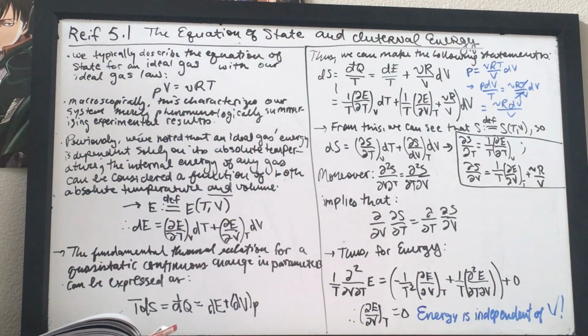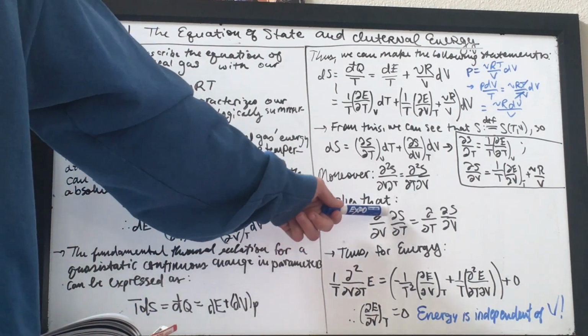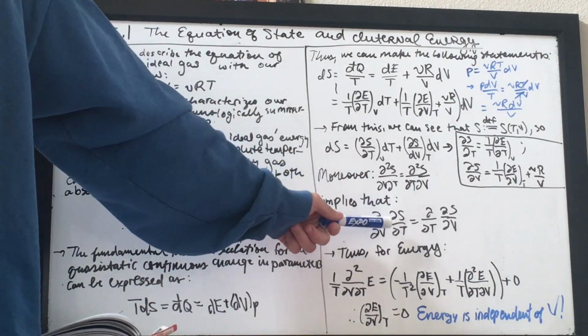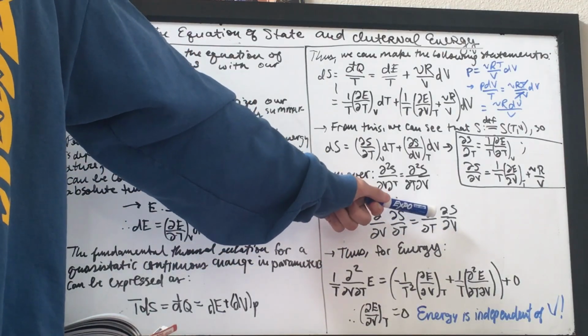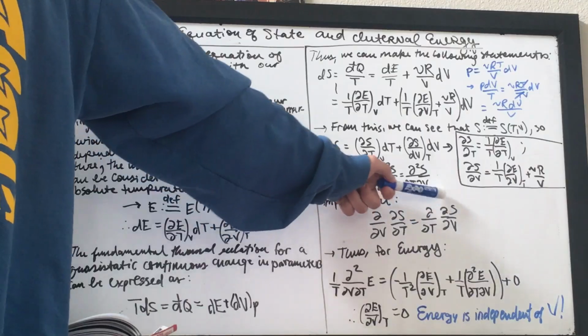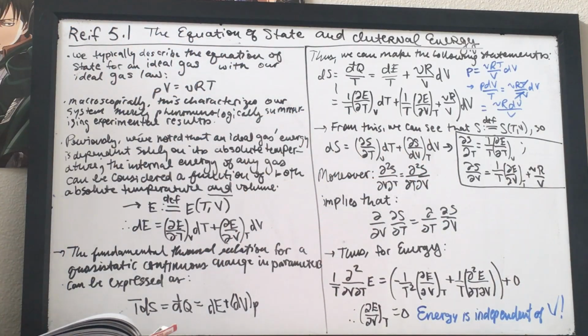So what we do is apply this rule to our entropy. We can imply that taking the partial derivative of entropy with respect to temperature and then volume is the same as taking the partial derivative with respect to volume and then temperature. That's all that really says. It's more of a mathematical statement.